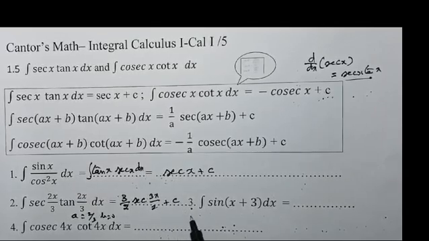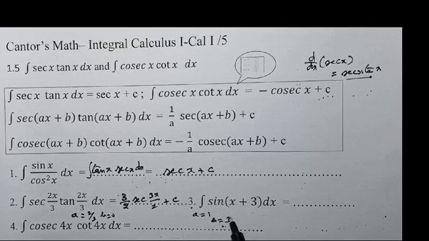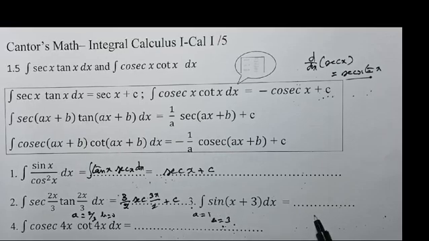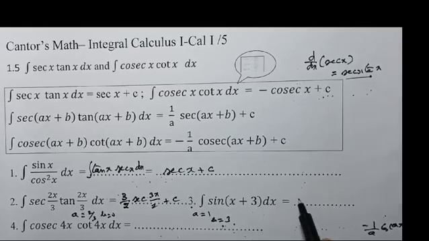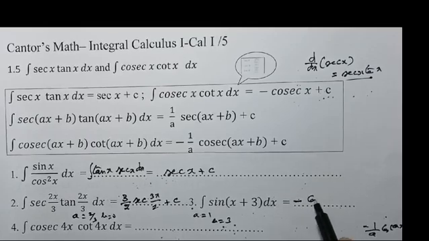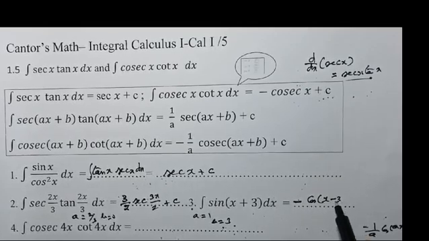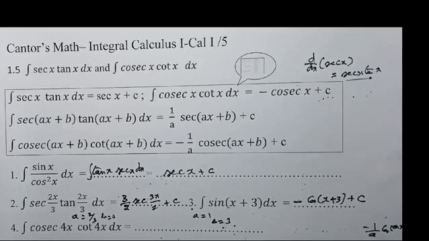Problem number 3. Here a equals 1, b equals 3. Integral sin of (x plus 3). The integral of sin of (ax plus b) is minus 1 by a cos of (ax plus b), isn't it? Now we apply that. Minus 1 by a is minus 1. So it is minus cos of (x plus 3) plus c. The fourth one is left to you.